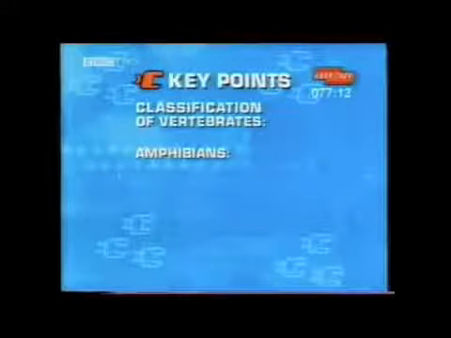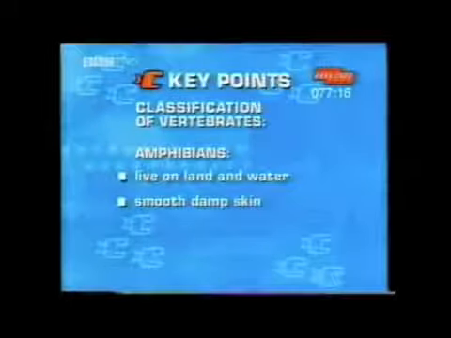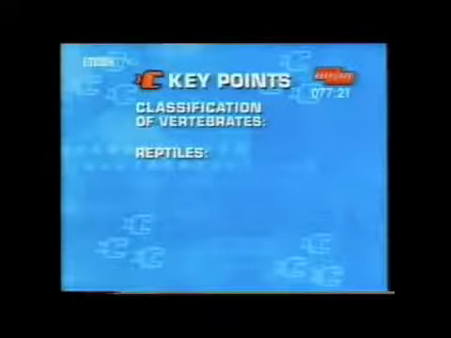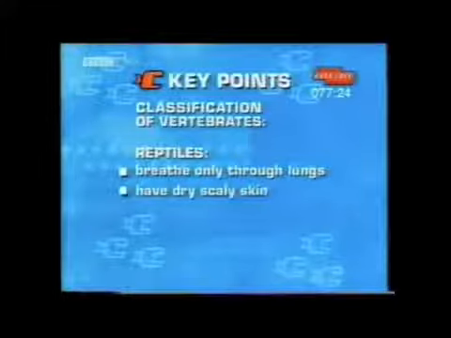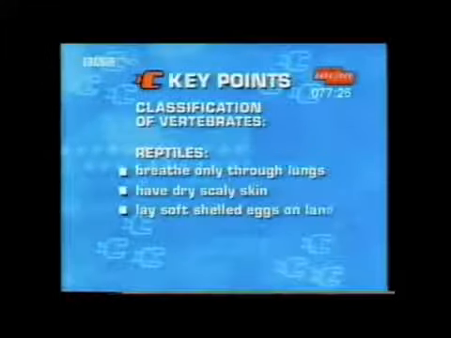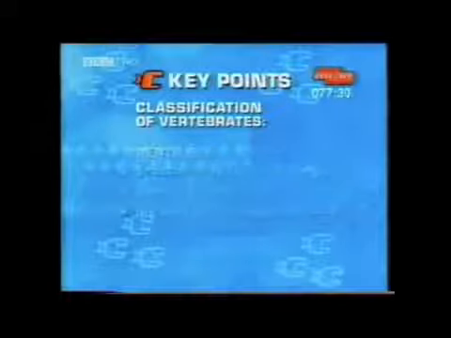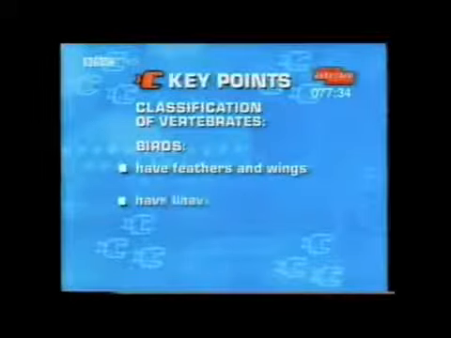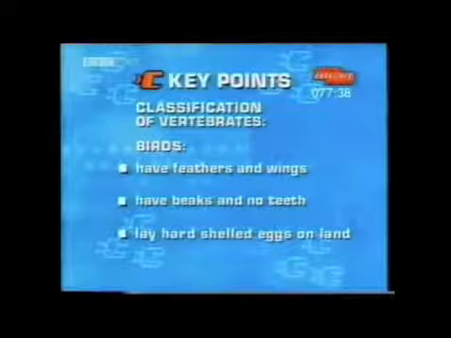Amphibians are the only animals that can live on both land and in water, and they have smooth, damp skin. Don't confuse them with reptiles that only breathe on land through lungs. They have dry, scaly skin and lay soft-shelled eggs on land. And finally, birds. They have feathers and wings, beaks but no teeth, and lay hard-shelled eggs on land.